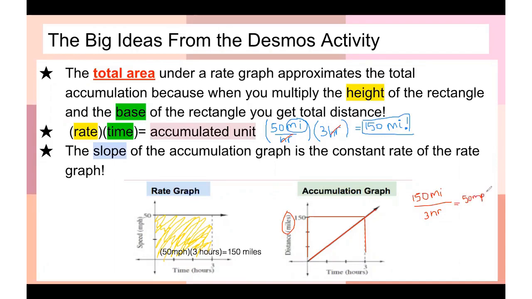miles per hour, mph, shorthand. And again, that's why I liked that one graph, because it showed you that it goes back to here, and this goes to this, because when you multiply, you get this accumulation graph. So those are basically the big ideas from the Desmos activity. Let's make sure we get those down.